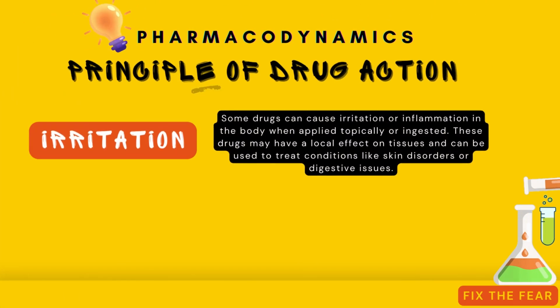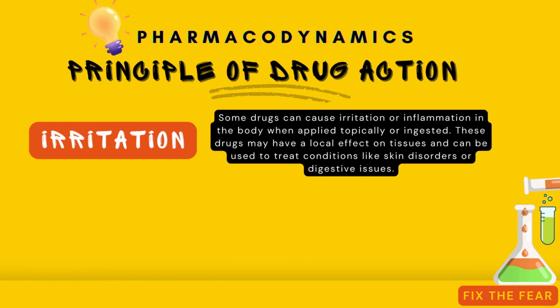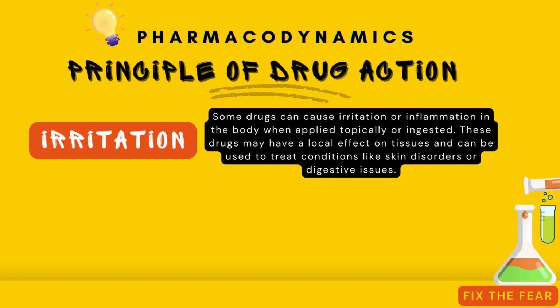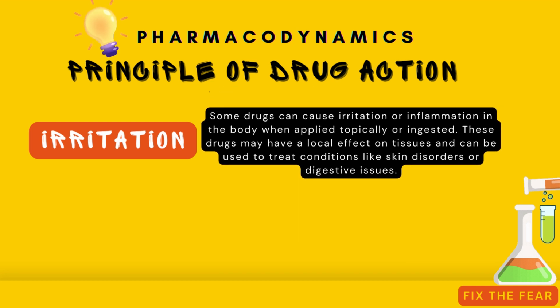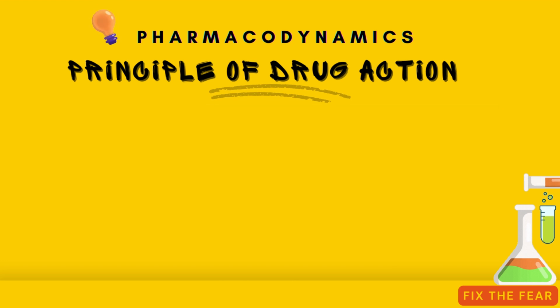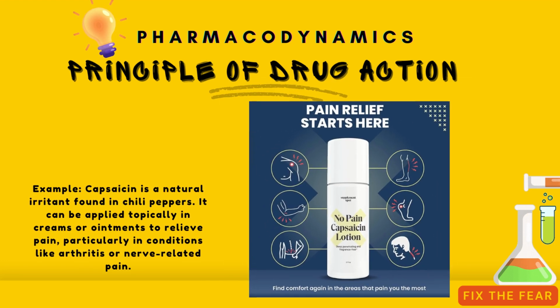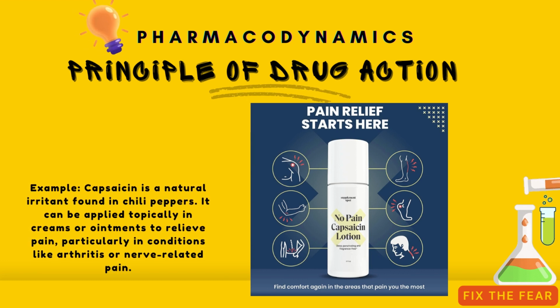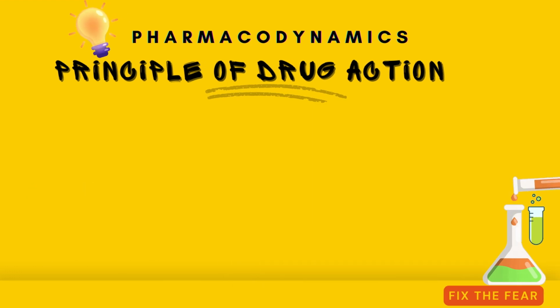Next is irritation. Some drugs can cause irritation or inflammation in the body when applied topically or ingested. These drugs may have a local effect on tissues and can be used to treat conditions like skin disorders or digestive issues. Example: capsaicin is a natural irritant found in chili peppers. It can be applied topically in creams or ointments to relieve pain, particularly in conditions like arthritis or nerve-related pain.